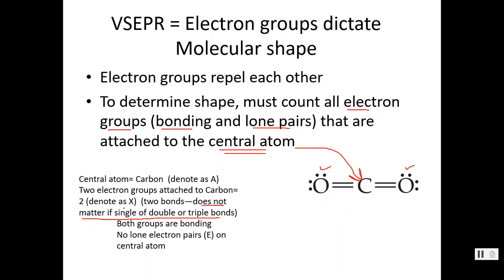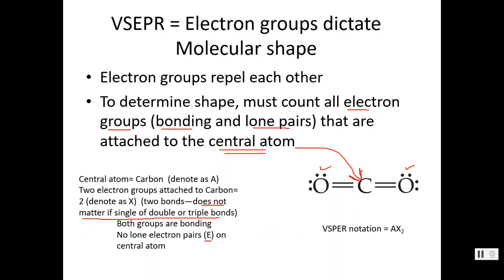So the way the notation works, they use the letter X to denote the number of electron groups bonded to carbon. And since I have 2 of them, I would call that AX2. AX2 for my VSEPR notation. Now, if I had any lone pairs of electrons on my central atom, then I would denote that with this letter E. If I had just 1 lone pair, it would be E subscript 1. If I had 2, then it would be E subscript 2.